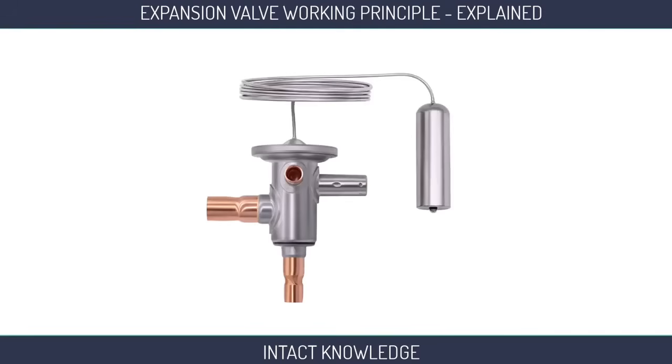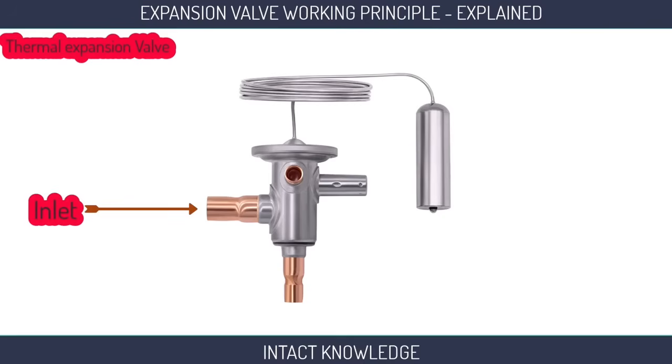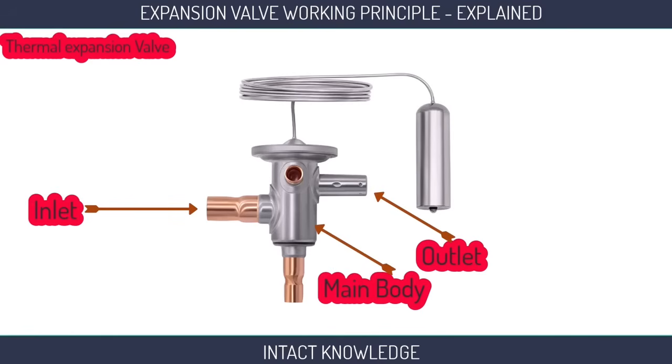First, let's know its parts. This is the thermal expansion valve. This is the inlet through which the refrigerant enters. It is the outlet through which the refrigerant goes out. This is the main body, inside which there is a spring. Refrigerant flow control is done through this spring. This normally keeps the refrigerant passage closed. This is an adjusting valve through which we can adjust the spring manually.